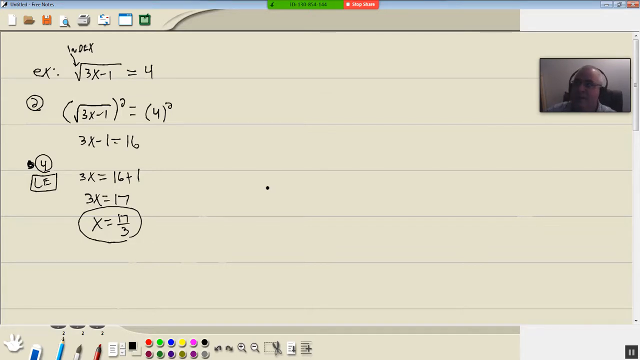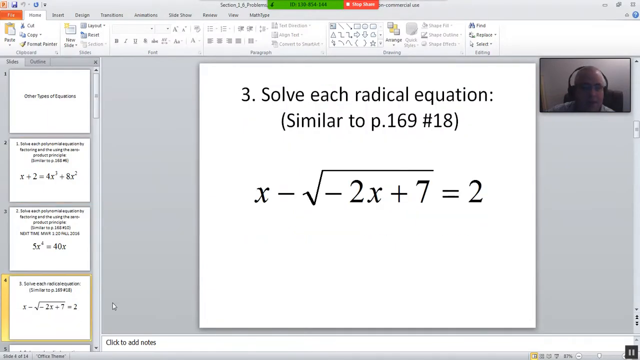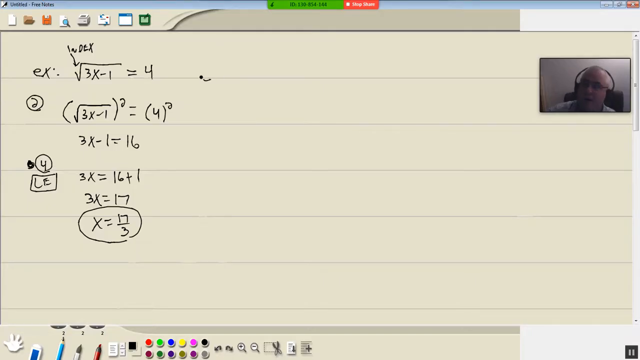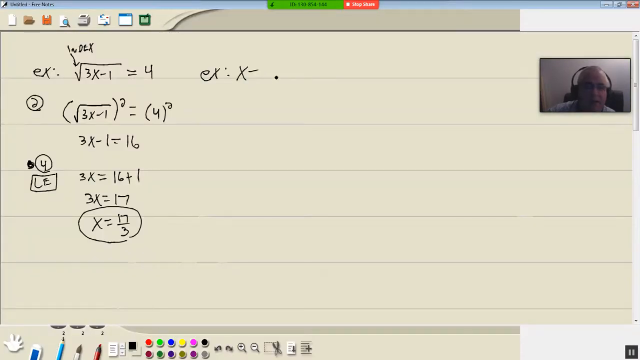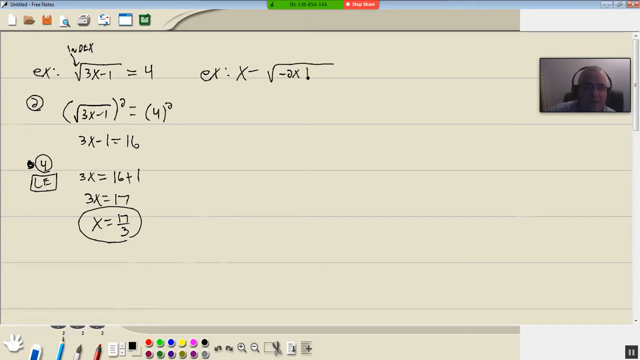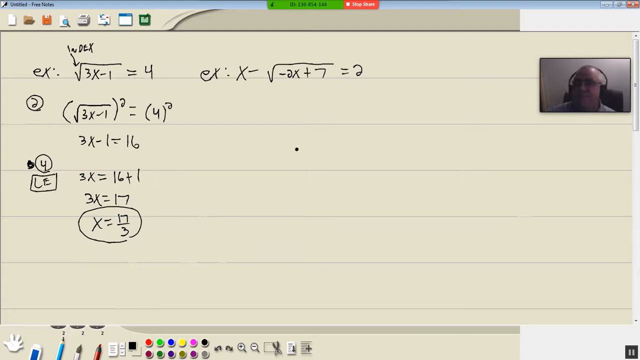Now let me look at a little bit more challenging problem than that. I think this is one that's interesting, if I remember right. We got x minus the square root of negative 2x plus 7 equals 2. We're going through the same steps.